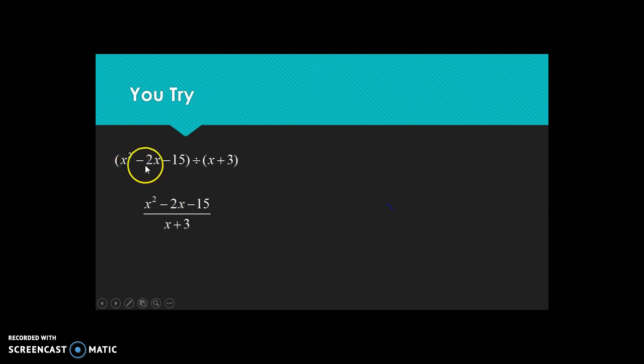All right, so here's my fraction. I'm going to factor the numerator. Factors of 15 that subtract to give me 2 are 5 and 3, with 5 being the negative because I need the result to be negative. So x minus 5, x plus 3. Quick check. Negative 5 times positive 3 is negative 15, and negative 5x plus 3x is negative 2x. These are going to cancel out, and all we're left with is x minus 5.